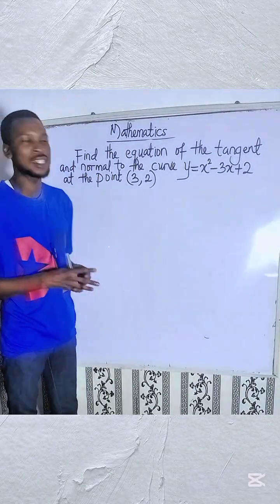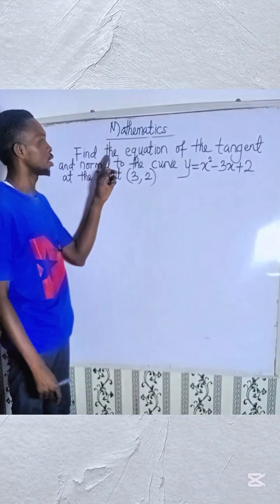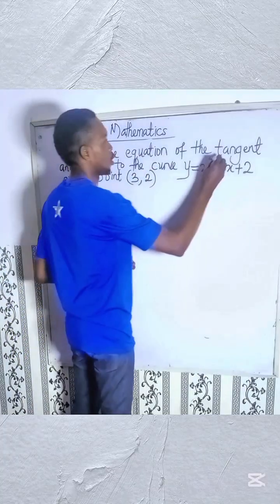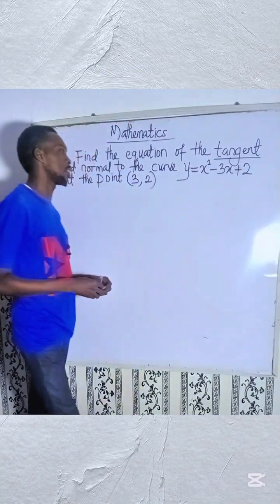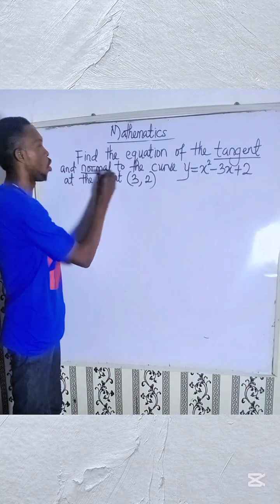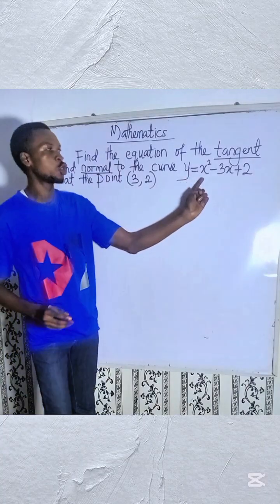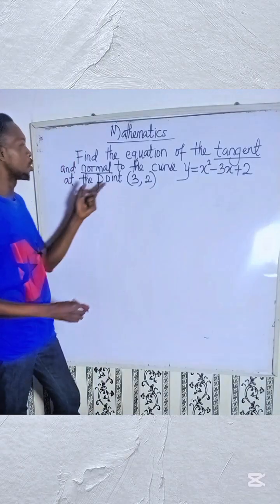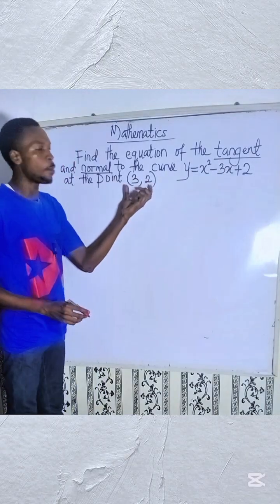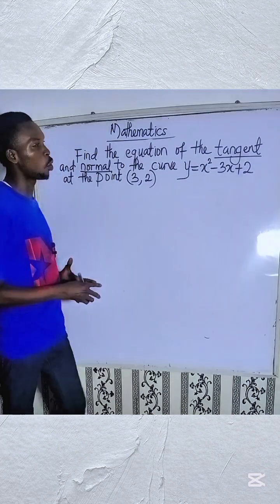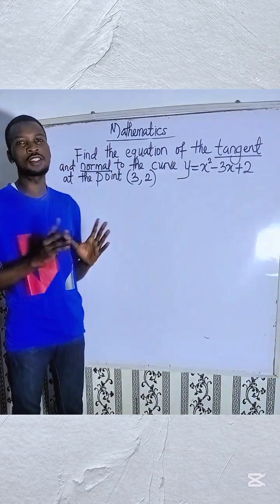And the question says that we should find the equation of the tangent and normal to the curve y is equal to x squared minus 3x plus 2 at the point (3, 2). Now, how do we find the equation of the tangent and the equation of the normal? This is very, very simple.